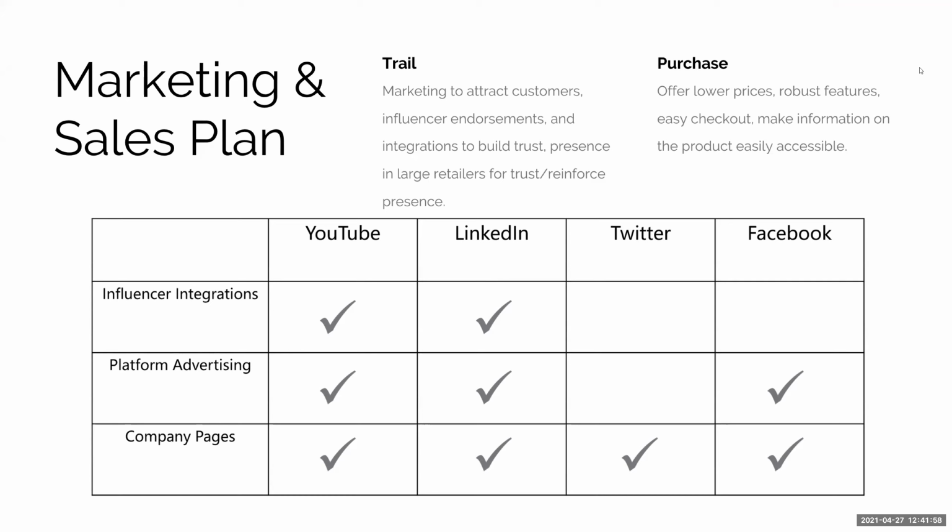YouTubers such as MKBHD would be one of them, and our YouTube would provide tutorials and such. LinkedIn we would have blogs and some sort of advertisements on there. Twitter, we'd provide updates, and Facebook, we would have ads as well. And we would also give a trial, so you could see the application before actually buying it and try to implement the basic features. And after you buy the application, you would get all the features for it.